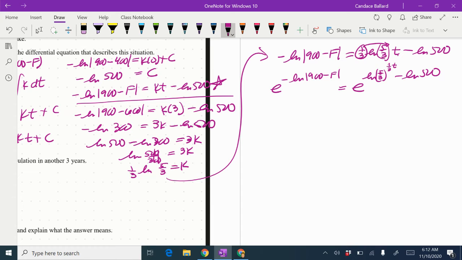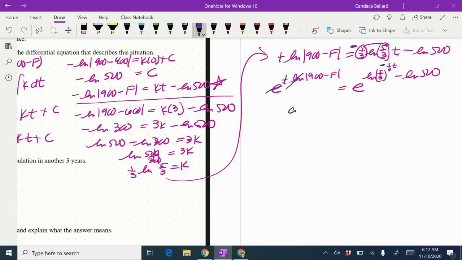Let's see what happens. I see what happened. They brought this negative to the other side so they could cancel it. So what they did here is they brought this over, so that's going to become a positive, and it makes this exponent a negative 1/3. Okay, so that makes it so we can cancel these.